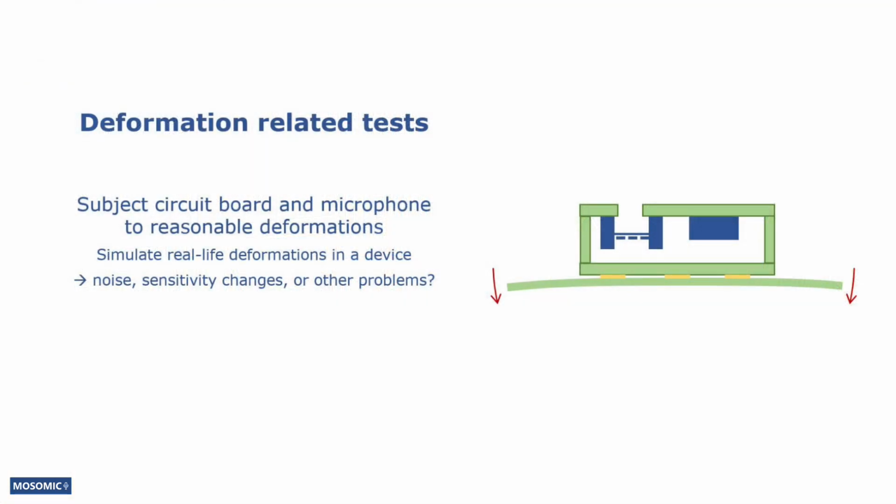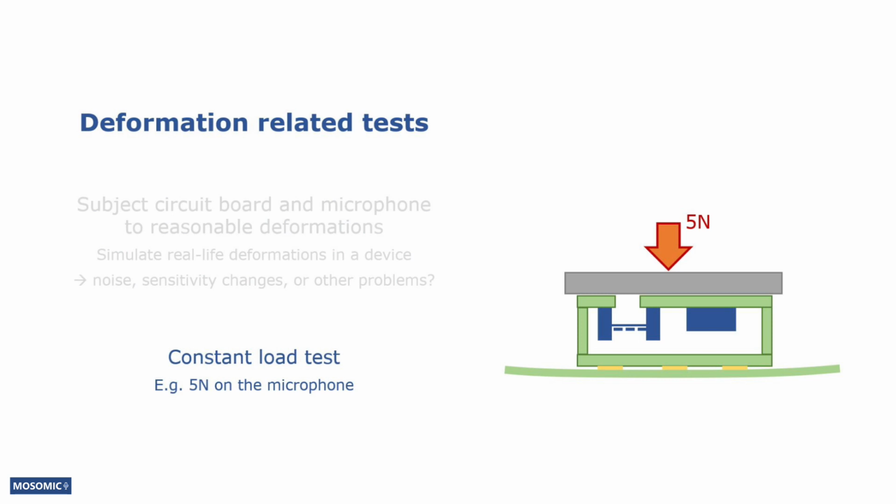The deformation-related tests expose the circuit board the microphone is mounted on to reasonable deformations that simulate the deformations that may happen in a real-life device. In deformation tests, a slight bending or twisting of the circuit board should not change the behavior or performance of the microphone. The constant load test means exposing the microphone to a constant mechanical load and making sure this doesn't affect the electroacoustic functionality of the microphone. The load can be, for example, 5 newtons.